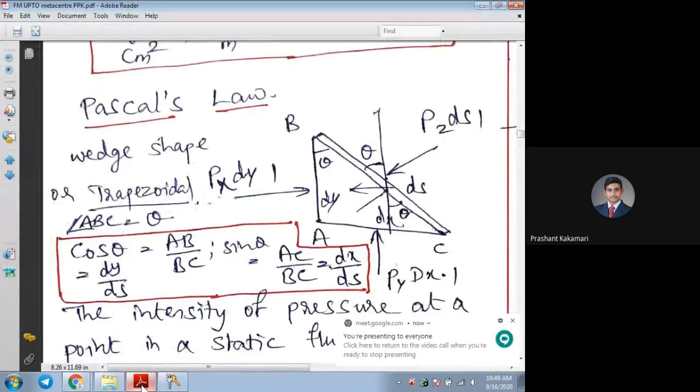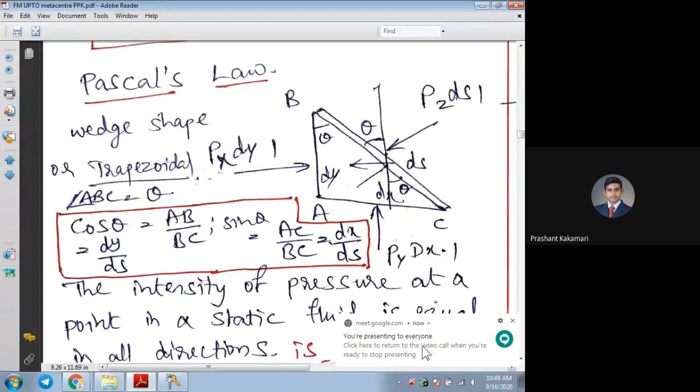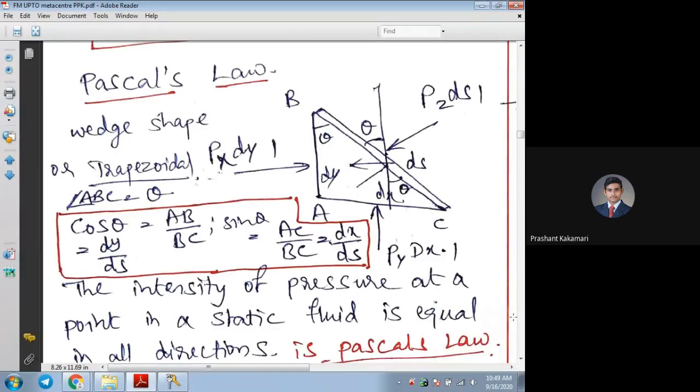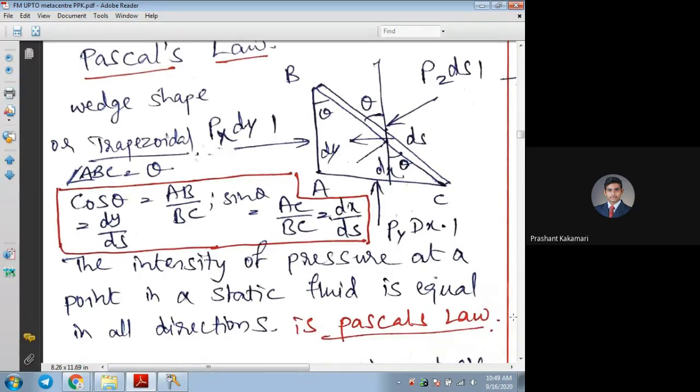Now, I will write the equation for balancing the forces in different directions. So what is Pascal's law? The intensity of the pressure at a point in a static fluid is equal in all directions. So as I told you, if you take the pressures in X, Y or Z for a small molecule without any movement, without any external pressures or flow, in stagnant conditions, the forces acting on each molecule of water or liquid are equal in all directions.